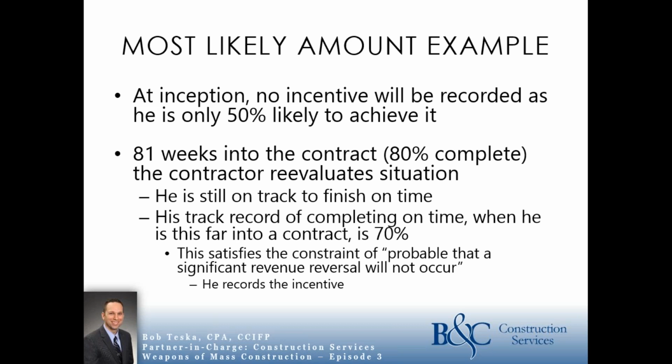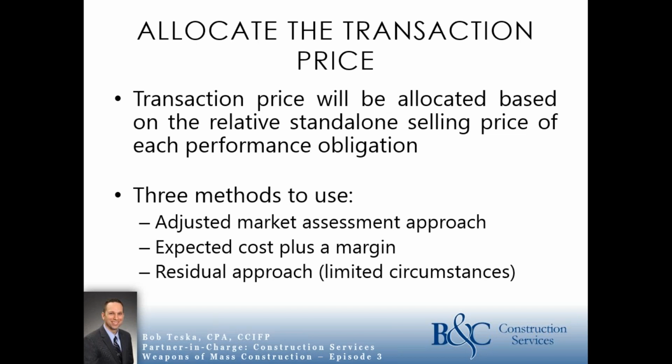And there'll be a cumulative catch-up because the contract had only been $9.6 million in the past. It's now $10 million. So there'll be kind of a bump in revenue to get it caught up. And he's going to recognize revenue for the rest of the contract based on the $10 million level. All right. So that's kind of how we would handle variable consideration. Now we need to allocate a transaction price.